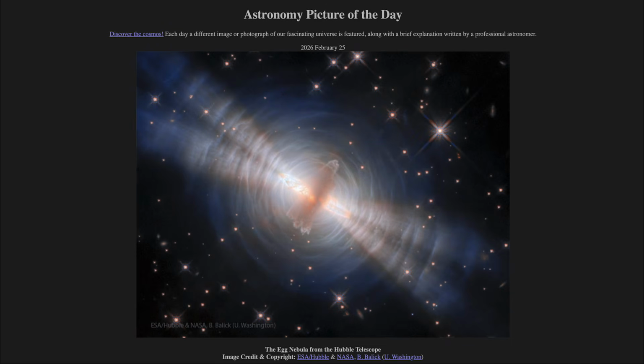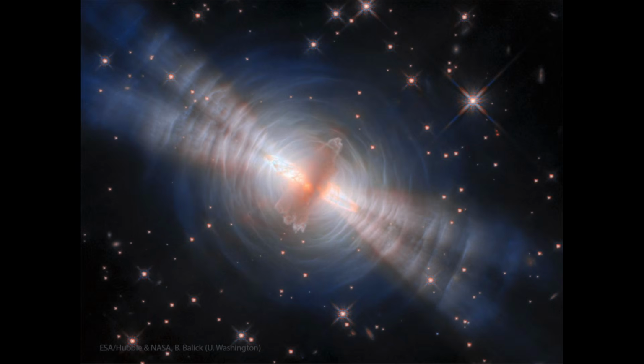Today's picture is titled the Egg Nebula from the Hubble Space Telescope. So what do we see here? Well, here we see, as you might expect, an image from the Hubble Space Telescope looking at what is called the Egg Nebula. Now, this is an example of what you might see if you crack open the sun at the end of its life.